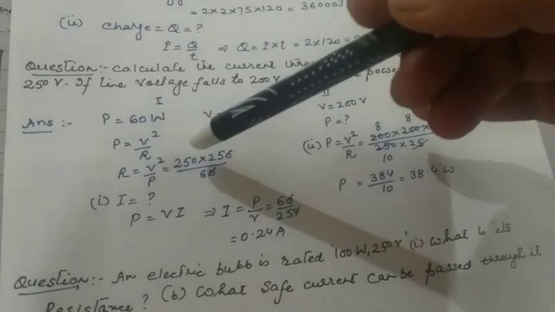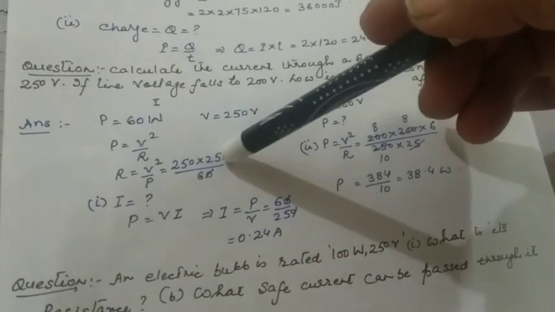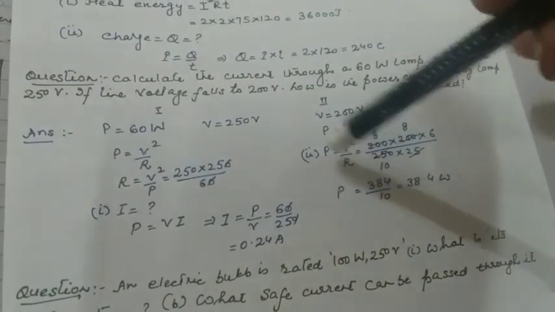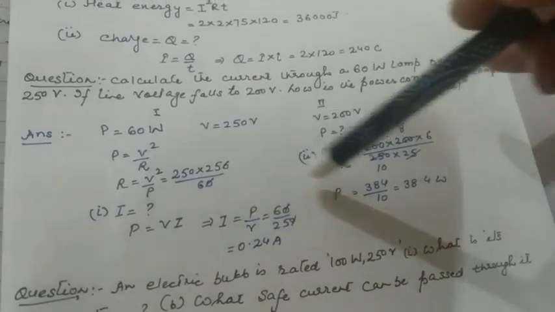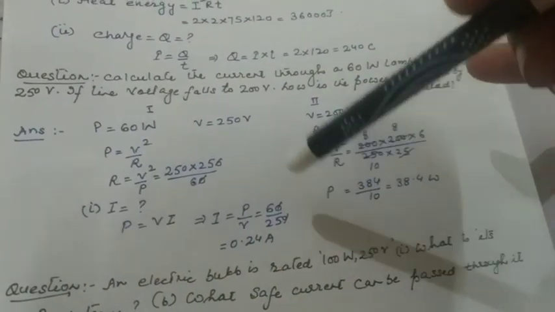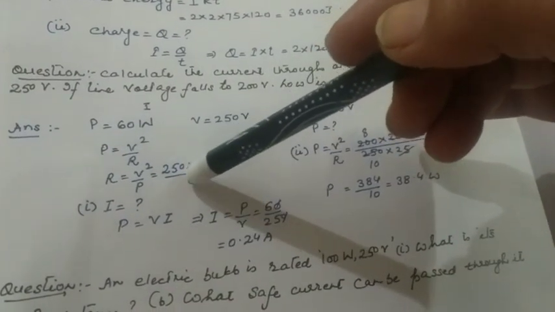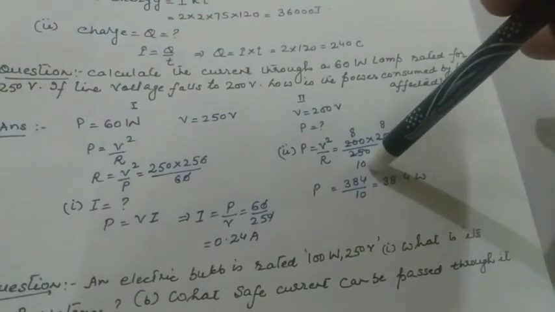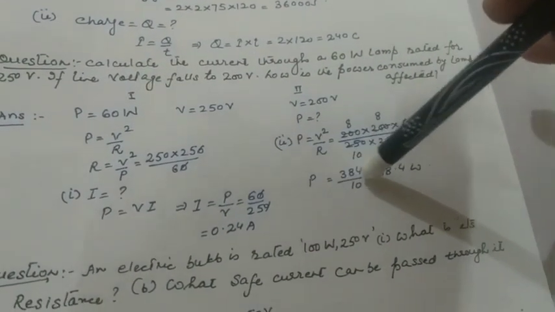So firstly we have to find out the resistance of the appliance, because resistance will be the same in both cases. Other variables will vary, maybe current, maybe voltage. So firstly I will find out the resistance from the first part, that we will consider for the second part, and I will find out the power.